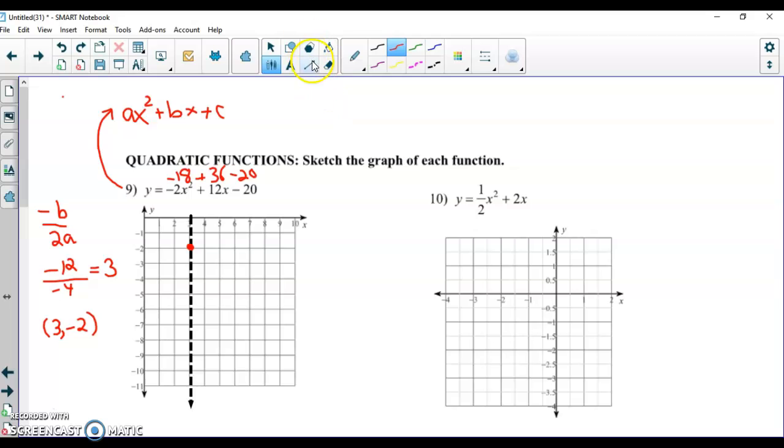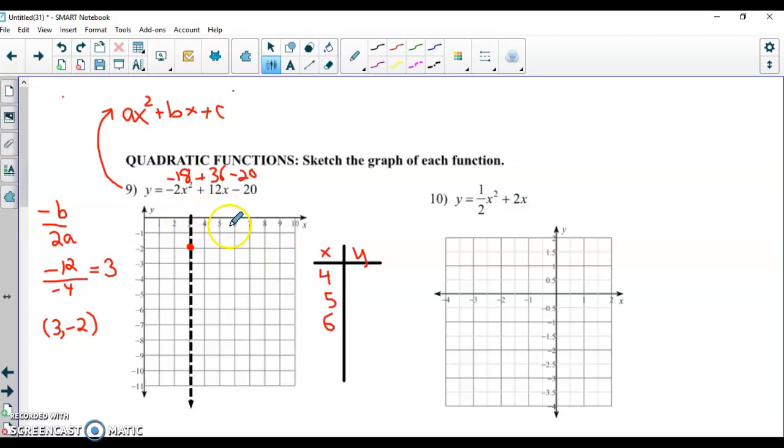So instead, I'm going to use my good friend, the table of values, and I'm going to plug in some points. I already know that the vertex is on 3, so I don't need to use that point. Instead, I'm going to go this way and see what's down here. I'll try 4 and 5 and 6, and we'll see what happens.